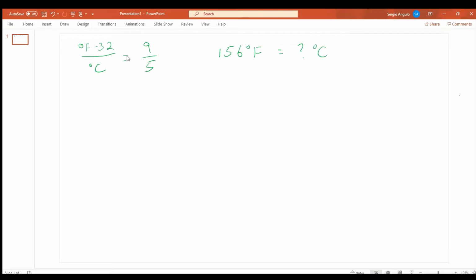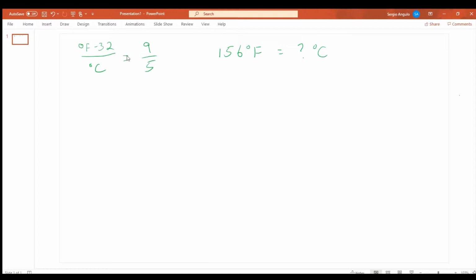Now, I hope this is not the temperature for a specific day. That would be way too hot. But it's just another temperature that we're going to figure out. What is the temperature on the Celsius scale versus the Fahrenheit scale?